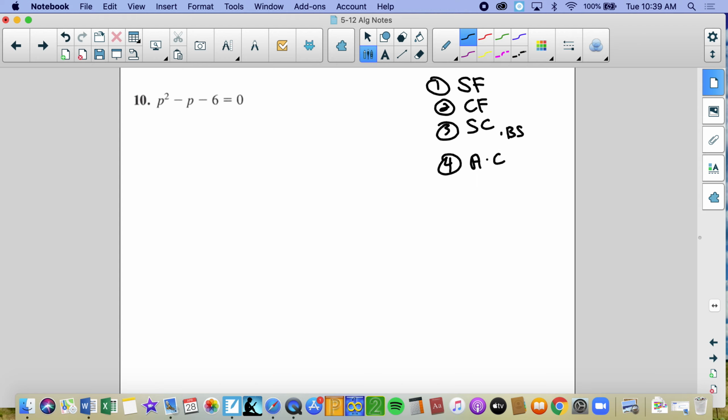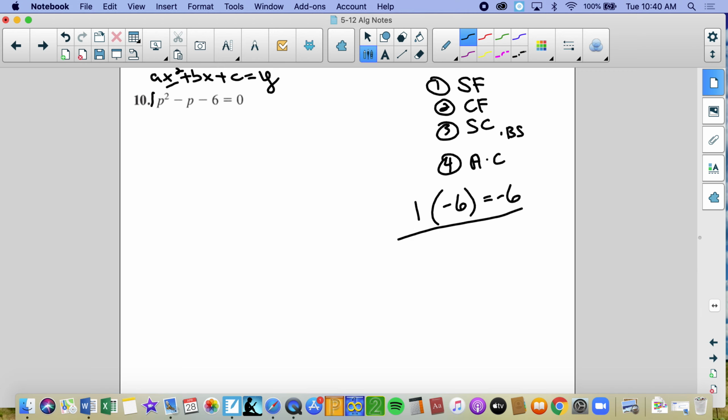Okay, A times C. So A is equal to 1. Remember, we are in ax squared plus bx plus c equals 0, or technically y. And my A value is the coefficient of my squared value. So the coefficient of p squared is 1, so that's my A. And then my C is negative 6.